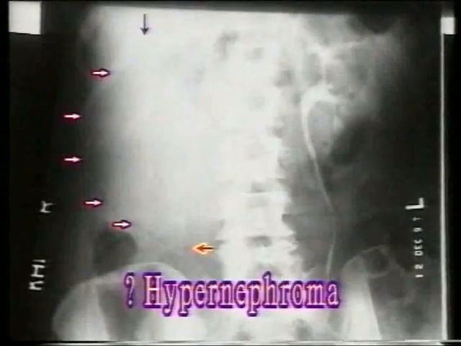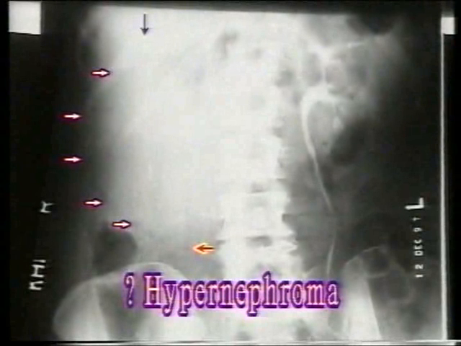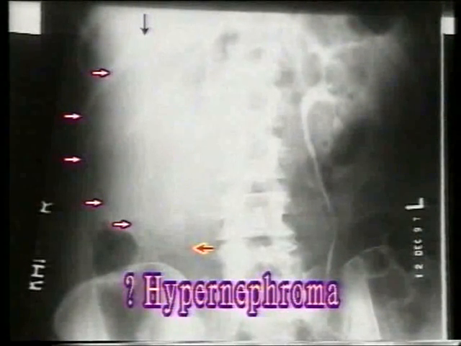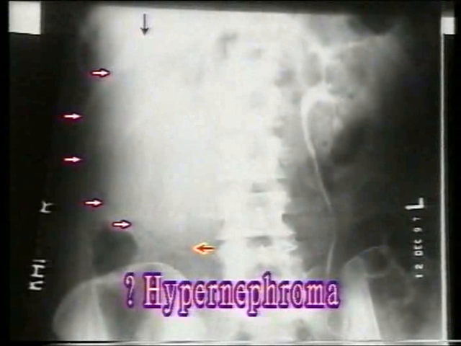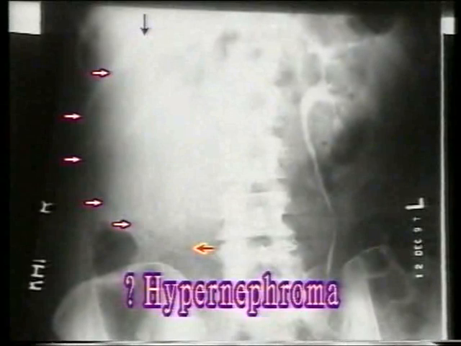In this IVP, the left kidney is normal. The right kidney shows no excretion, but there is a huge soft tissue shadow occupying the right abdomen. The outline of the perirenal fat is seen very well. This is a huge non-functioning kidney. It could be a hypernephroma or a large hydronephrosis. A delayed IVP film may show excretion in hydronephrosis. Ultrasound will be confirmatory.